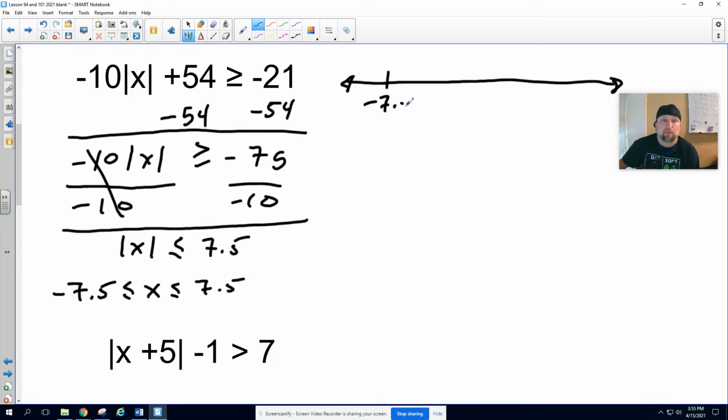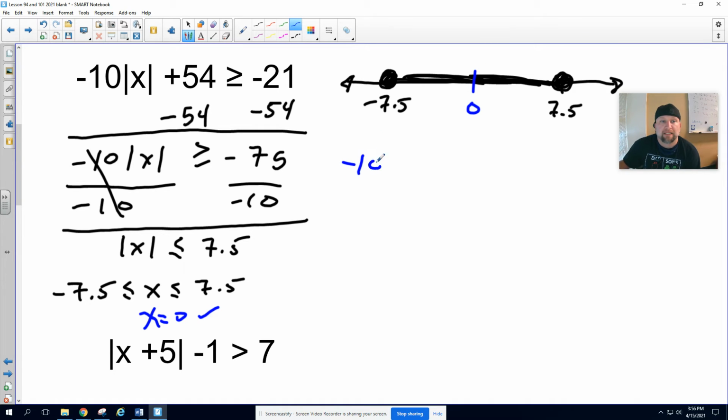That's -7.5, and that's 7.5. It's less than or equal to, so it's a closed circle. This is a closed circle. We're between the two. And then again, checking, because we know that x can equal 0. That is a true statement. So we want to check and see, does 0 work?